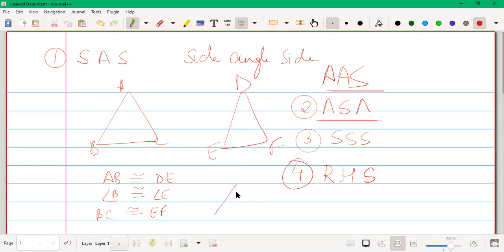So one thing I just missed on this one. In ASA there are two angles and one included side, but in this case we can take two angles and any other side. Either this side or this side, any one side. Okay, in angle angle side you can take either one of the sides. The other side. Got it?